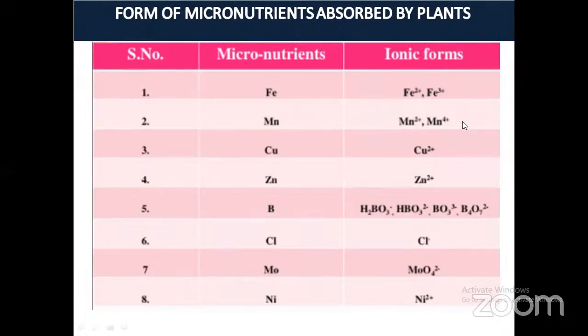Manganese in Mn2+ and Mn4+. Copper in Cu2+ form. Zinc, Zn2+. Boron is mainly taken up by the plants in boric acid form, neutral, H3BO3. But yes, other forms of boron can also be converted, that is H2BO3-. We'll see this one by one. So these are the different ionic forms of boron. Now, chlorine is taken up by the plant as chloride, which is an ionic form. Molybdenum as molybdate ion, nickel as Ni2+. So these are the ionic forms of these micronutrients.